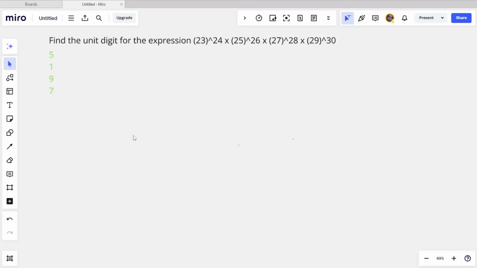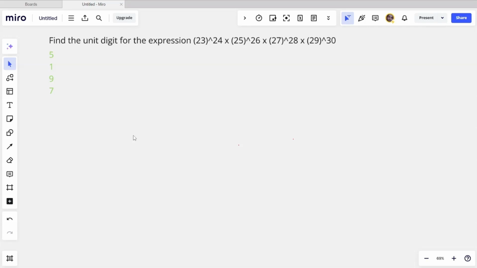So as you can see, this is our question. Find the unit digit for the expression 23 raised to the power 24, 25 raised to the power 26 and so on. Let me clarify, if you don't know the concept of power cycle, you will not be able to solve this question. You have to learn the concept first, and after that you can try to solve these types of questions. So let's come to the question.